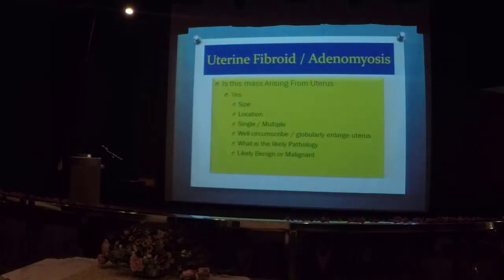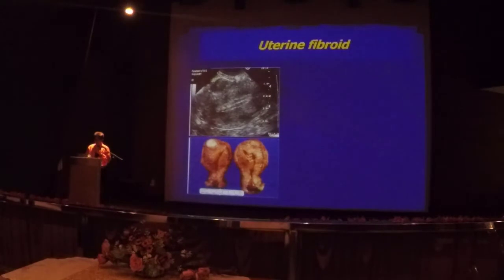We look at the fibroid. If we look at normality of the uterine myometrium, then we ask ourselves, is there a mass arising from the uterus? If yes, what are the size and location, is it single or multiple, well circumscribed, or is the whole wall of the uterus globally enlarged? So what is the likely pathology, and at the end of the day, whether it is likely benign or malignant.